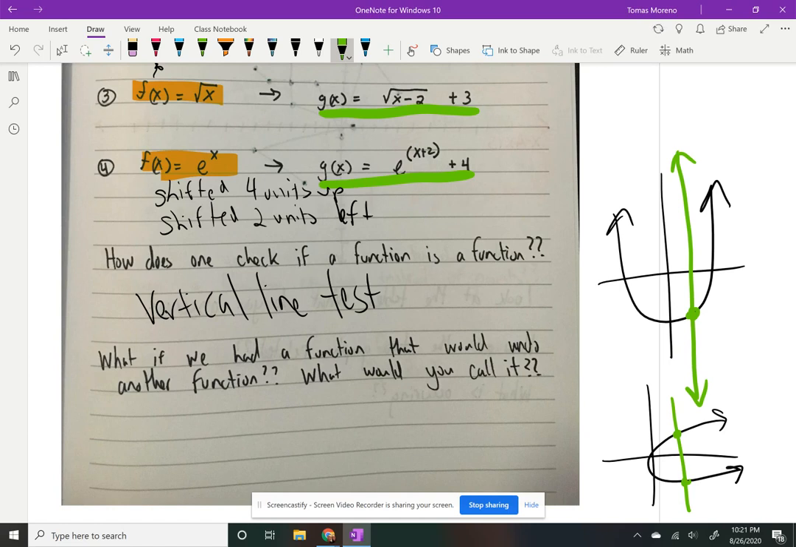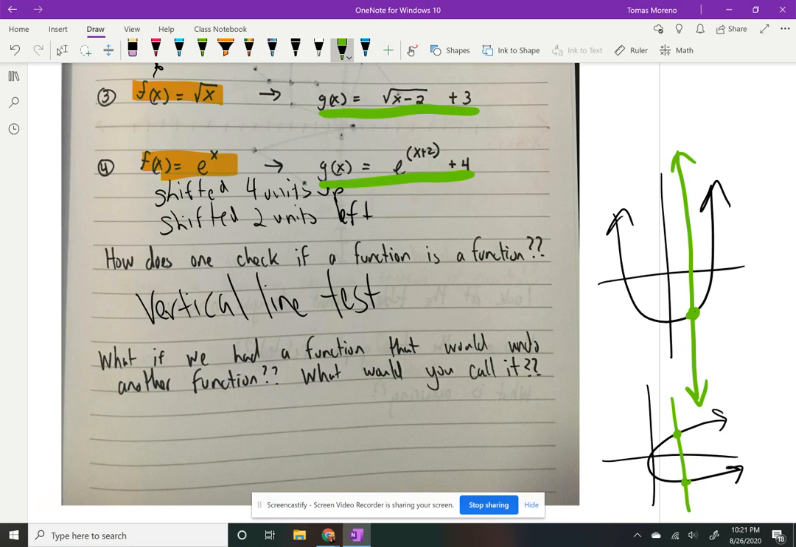Okay, so what if we had a function that would undo another function? Kind of wild, right? What would you call it? So right now, I want you to think, just as if you were creating something new. Let's say you had something that's concrete already in place, and you develop something new that will kind of undo what's already done, kind of reverse the process. What would you call it?